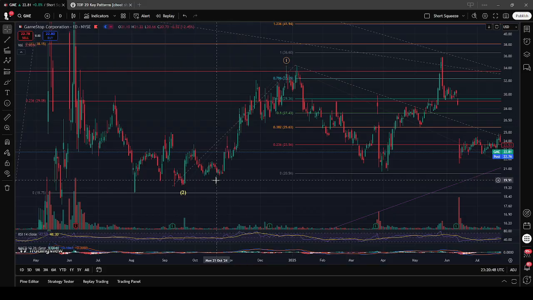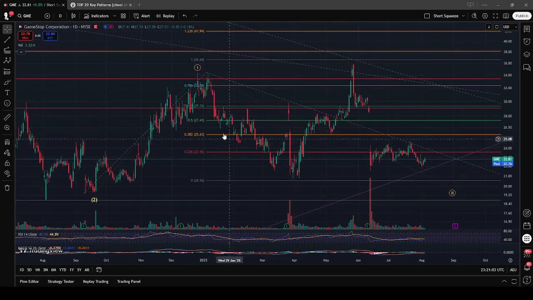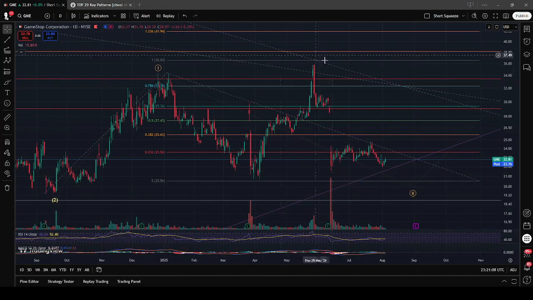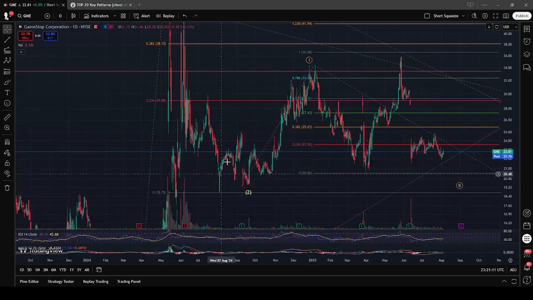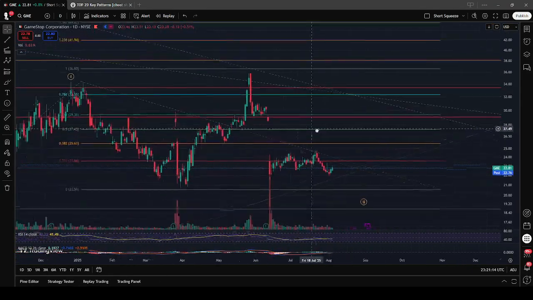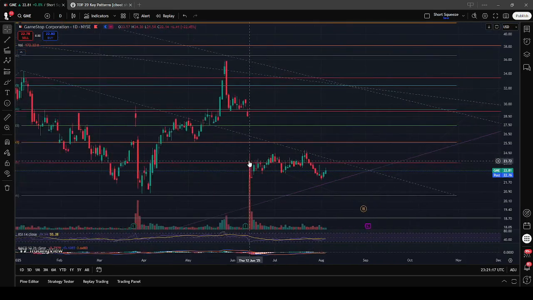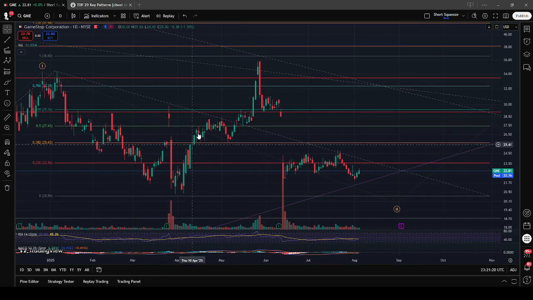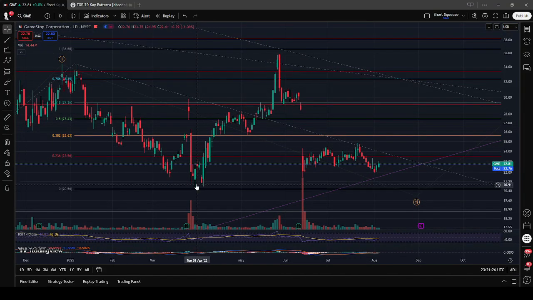However, you can also argue this can be A, B, C. That's also possible. You take a look at this, A, B, C, a three-wave move. And this is why I'm saying that this entire thing can be a diagonal, because how would you count this? Would it be an A, B, C, like a 1, 2, 3 three-wave move? Or would you count this as a 1, 2, 3, 4, 5?